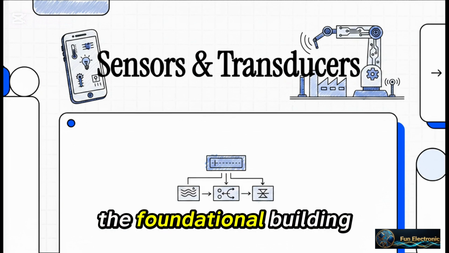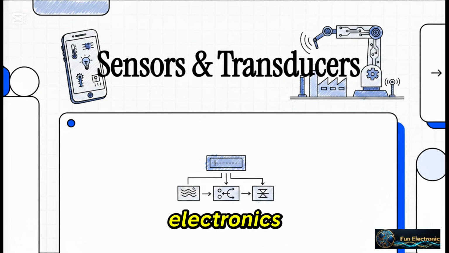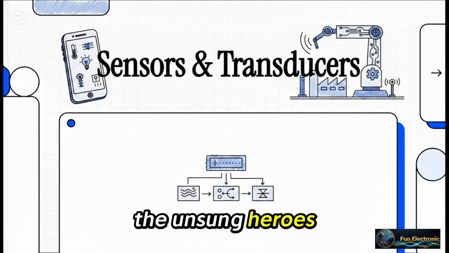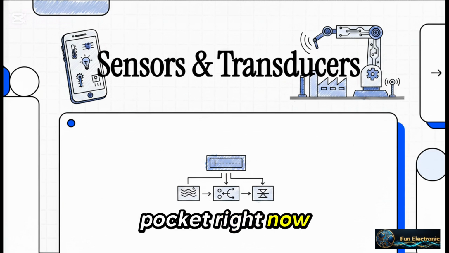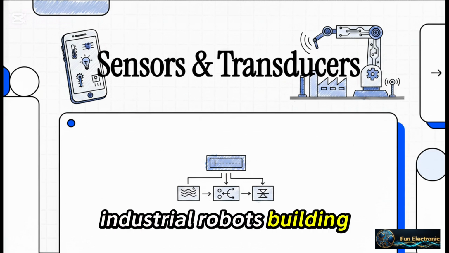Today we're unpacking the foundational building blocks of modern electronics. We're talking about the unsung heroes hidden inside literally everything, from that smartphone sitting in your pocket right now to the massive industrial robots building our cars.